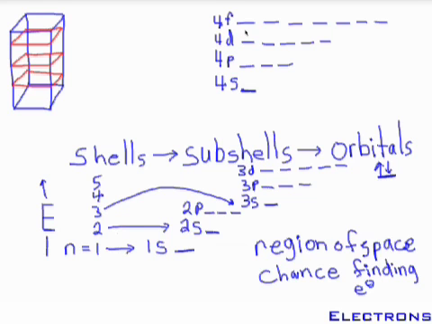So if I was filling the Ds, I would draw in my electrons thusly. And you'll notice, because there are 5 orbitals in the 4D subshell, I can put 2 electrons in every orbital, or a total of 10 electrons in the 4D subshell. Okay, now there you have it.